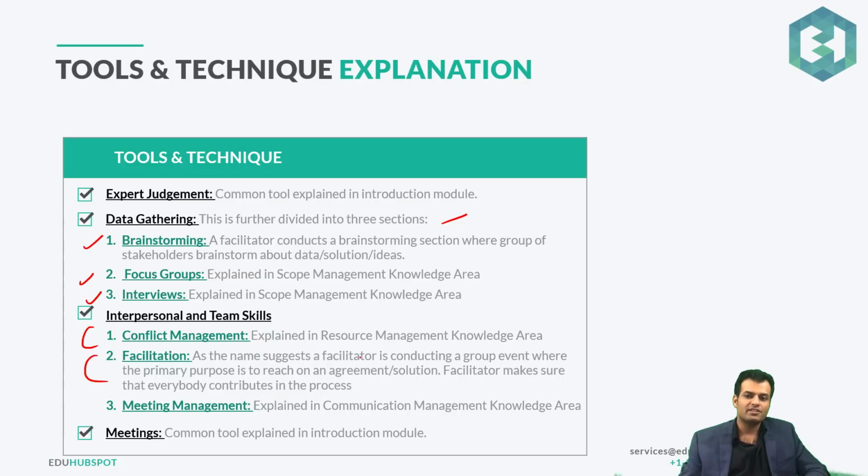Then we have facilitation. As the name suggests, a facilitator is conducting a group event where the primary purpose is to reach an agreement or solution. The facilitator makes sure that everybody contributes in this process. I would say facilitation is more like a facilitated workshop, where a lot of team members from different teams are coming together in one room. We have a moderator who is leading the session, making sure that everybody is contributing and giving their ideas. If there is an interrelationship between two different teams, we talk about how we can tackle those, and how we would deliver from one team to another. So in order to create a project charter, we do facilitation all the time.